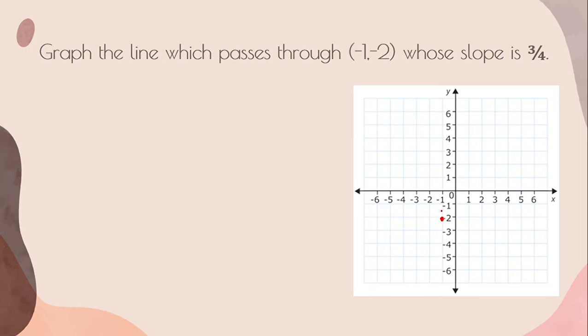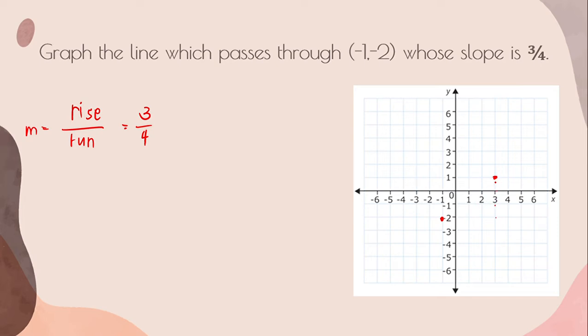And then we know that the slope is 3/4, so that would be rise over run. Let's write it here: m is equal to rise over run, which is 3/4. So we have to move 3 units upward and 4 units to the right from the point (-1, -2). Let's start with the run, 4: 1, 2, 3, 4. And then the rise, that's 3: 1, 2, 3.